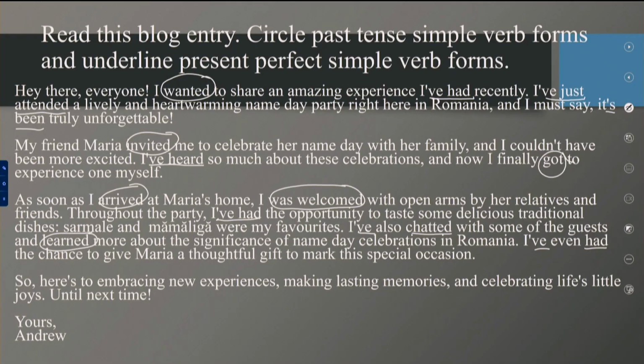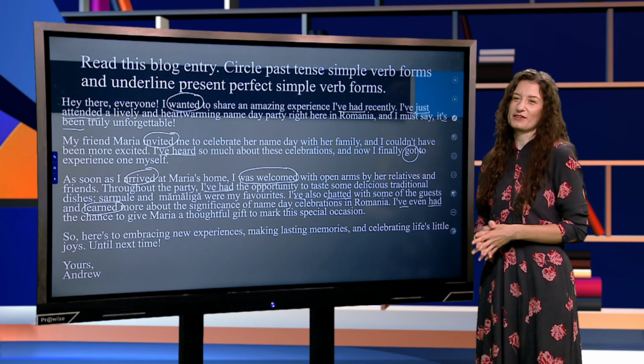Please read them. So here's to embracing new experiences, making lasting memories, and celebrating life's little joys. Until next time, yours, Andrew. All right, thank you. No verb forms here. He's just saying goodbye in this blog entry.